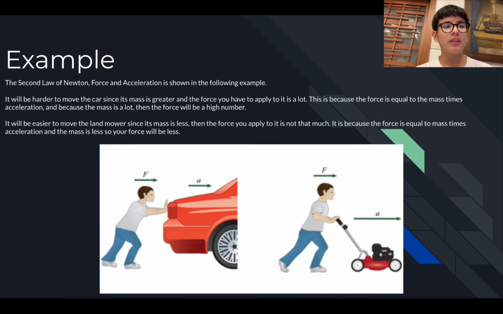The example for this law is a car and a lawnmower. It will be harder to move the car since its mass is greater and the force you have to apply to it is a lot. This is because the force is equal to the mass times acceleration, and because the mass is a lot, then the force will be a high number. That means you have to apply more force.